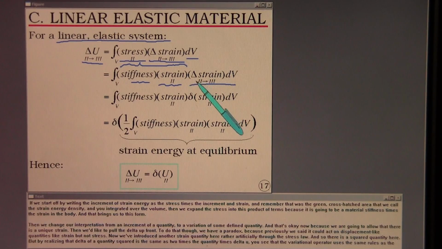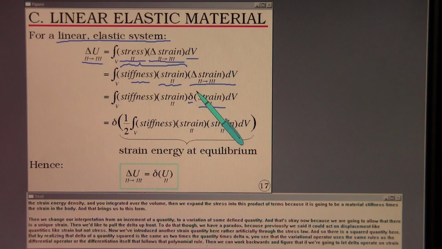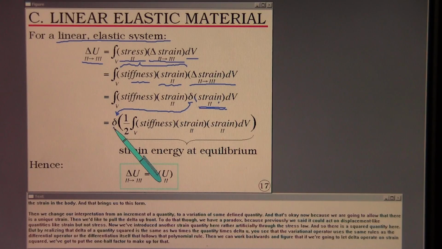Then we change our interpretation from an increment of a quantity to a variation of some defined quantity, and that's okay now because we are going to allow that there is a unique strain. Then we'd like to pull the delta out front. To do that, though, we have a paradox because previously we said it could act on displacement-like quantities like strain but not stress. Now we've introduced another strain quantity here rather artificially through the stress law, and so there is a squared quantity here.